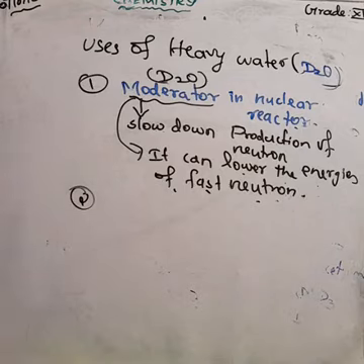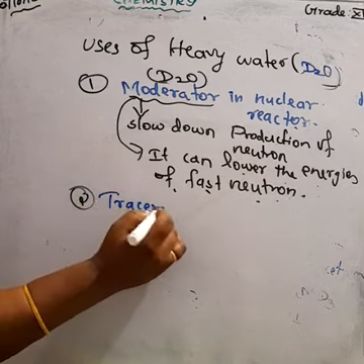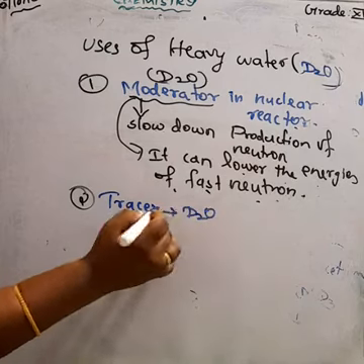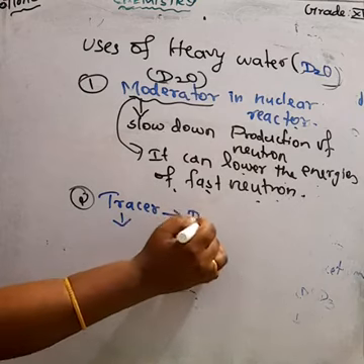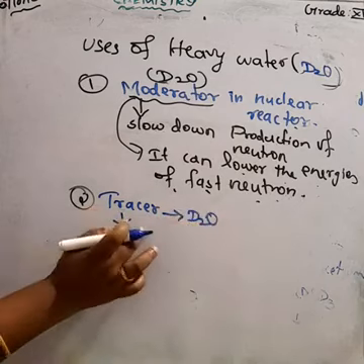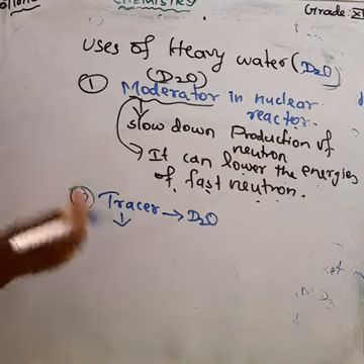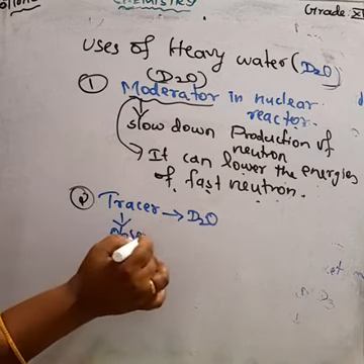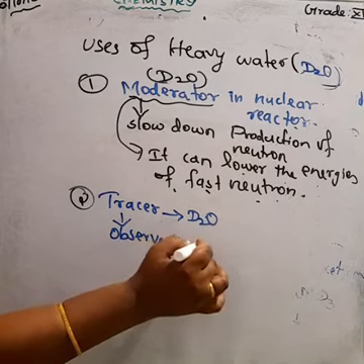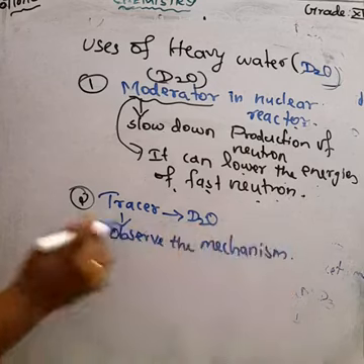It is commonly used as a tracer to study the organic reaction mechanisms and the mechanism of metabolic reactions. Tracer, what do you mean by tracer? A tracer means a substance that can help identify or observe the process, maybe an organic reaction mechanism or a metabolic reaction.